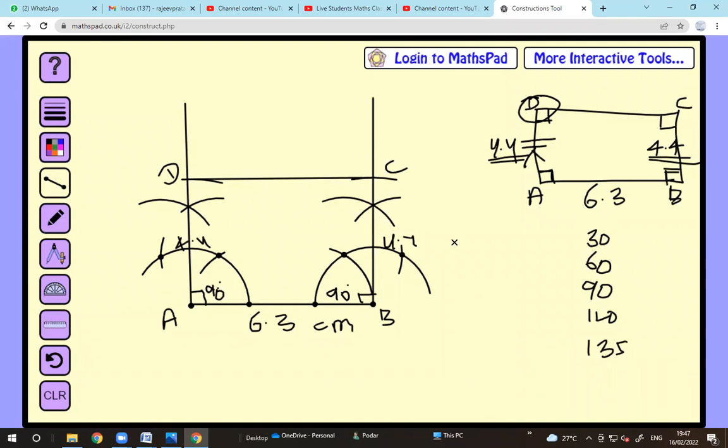Is that enough? Is that clear? Is it clear? This is 4.4, not 7. This is 4.4. Will it be okay?